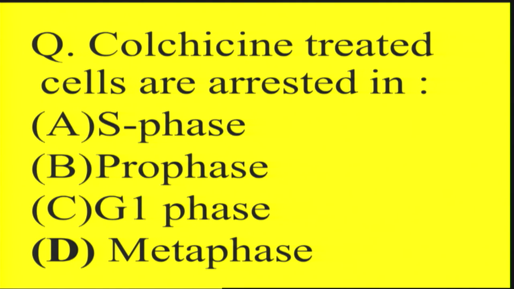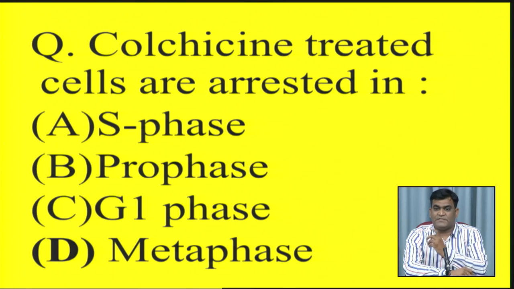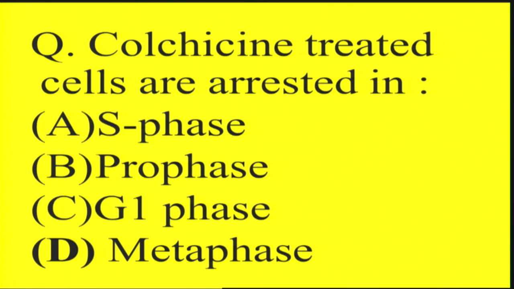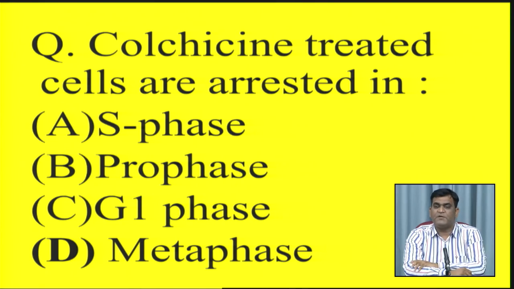There are certain questions which are also being asked on certain alkaloids. There are certain alkaloids like colchicine which have been exploited like anything in various cell studies and even in increasing the ploidy level. So here we see a particular question. The colchicine treated cells are arrested in S phase, prophase, G1 phase or metaphase.